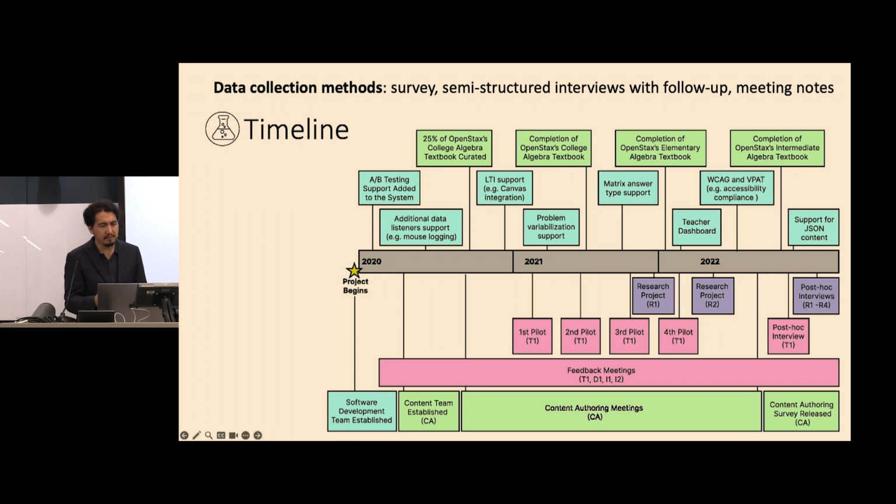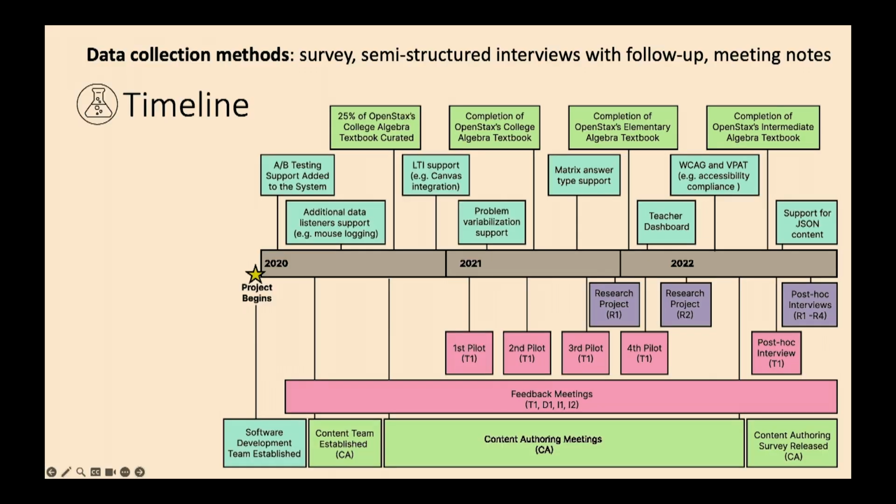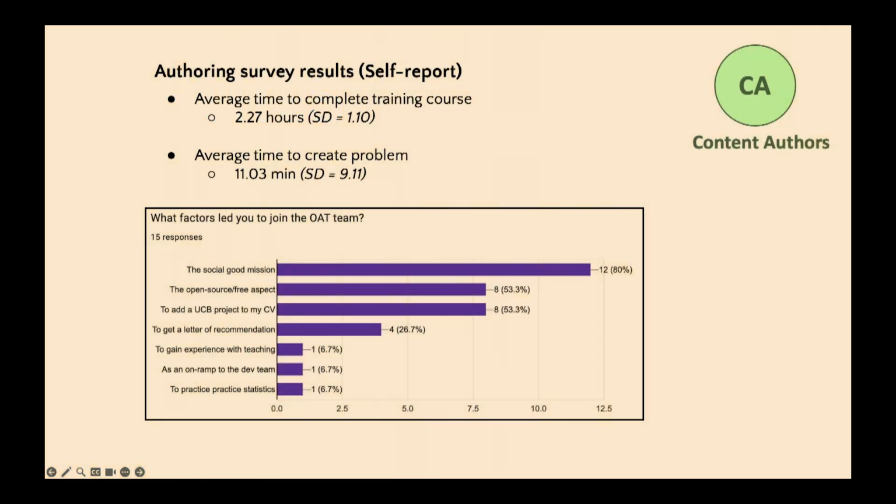I won't go into detail here, but lots of things happened in 3 years, from the end of 2019 till we published in 2023. And some findings from the deployment of this system, just a sample of the findings. So from the content authors, we learned that it took them about 2.27 hours to learn how to author in the system. So that's kind of the training up cost. And then it took them about 11 minutes to complete a problem in the system.